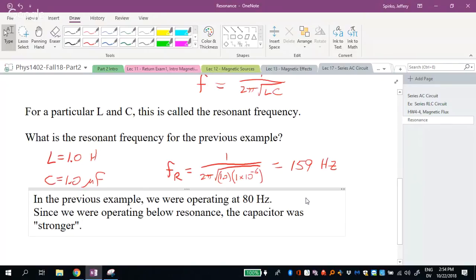So in the previous example, we were operating at 80 hertz. It was 79.6 hertz. But the resonant frequency is 160 hertz. So that means we were operating below resonance. And as the frequency goes down, the capacitor gets stronger and stronger and stronger and says, no, I don't want current to flow. The most extreme would be zero frequency, where the capacitor completely shuts down the current. But we were only a little bit low in frequency, so the capacitor was stronger at blocking the current.